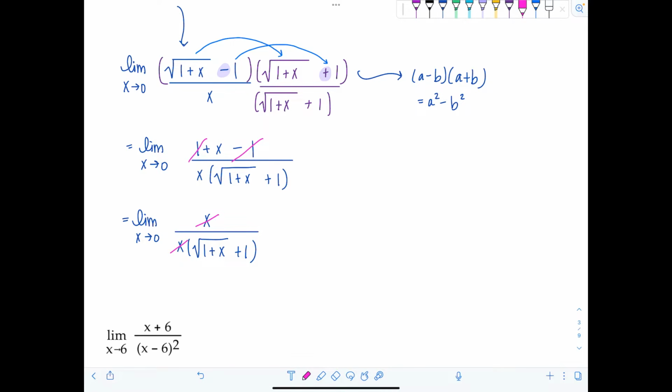Now don't forget, that means I will have a 1 in the numerator, right? Can we evaluate this limit if I just substitute in 0 for x now? Why, yes, look, we have 1 over square root of 1 plus 0 plus 1. So that's 1 over 1 plus 1, 1/2. Beautiful. Wow, wow, wow.